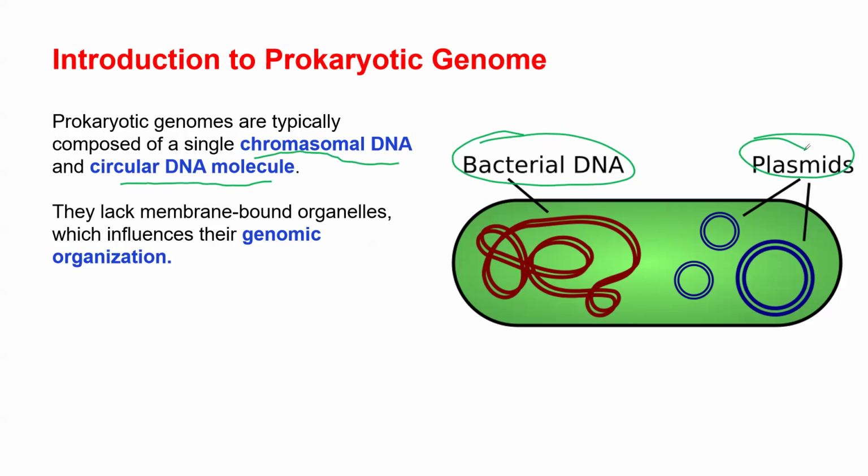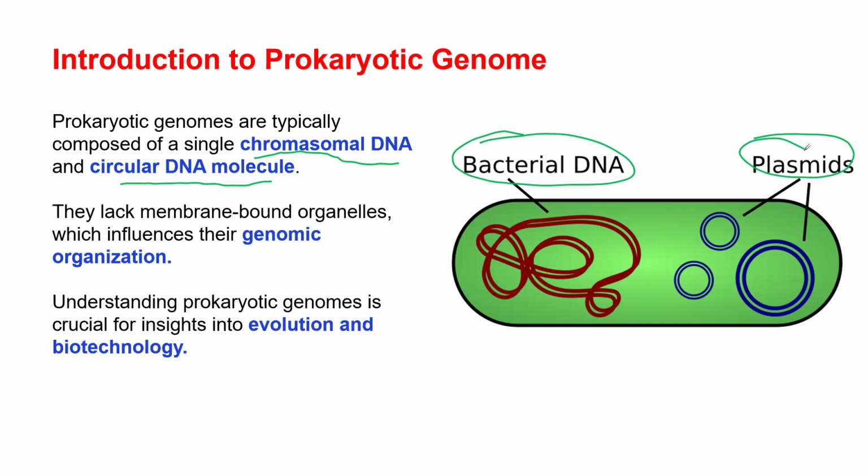The genomic organization of the human or eukaryotic genome and the prokaryotic genome are different because we have membrane-bound organelles. So our DNA is present in the nucleus and mitochondria. Because we have these membrane-bound organelles, the organization of genomic material in prokaryotic cells is different from our own. It is the lack of these membrane-bound organelles that actually influences the genomic organization.